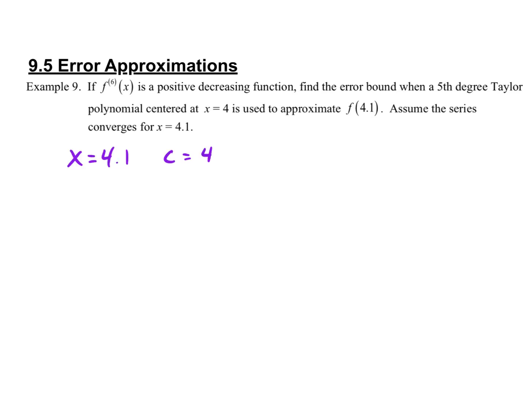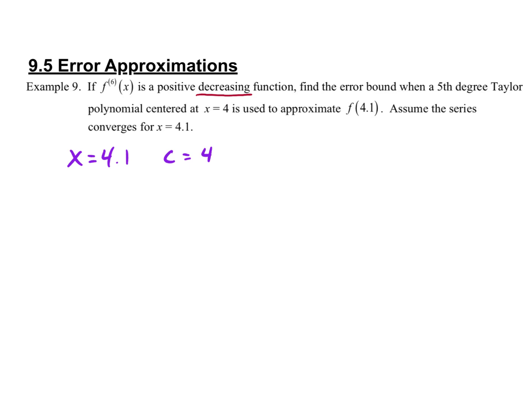So I've got my x, I've got my c. We don't have a function. Like in the last problem, we had a function at least to try to figure out what the maximum would be. But we don't have that here. Here's the key word in this problem. The key word in this problem is that it's a function where the derivative is positive and decreasing. Let's make sure we understand what that means.